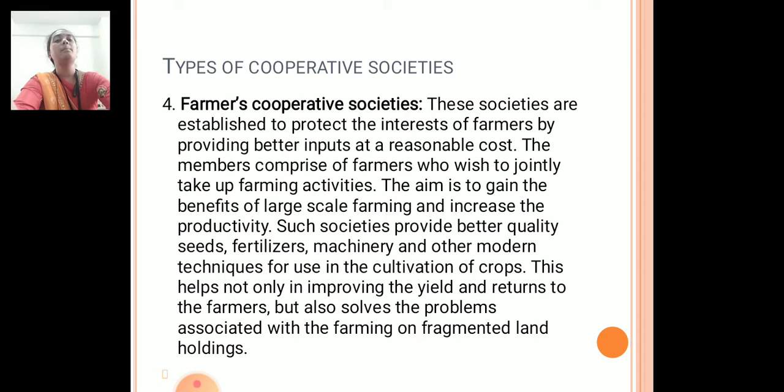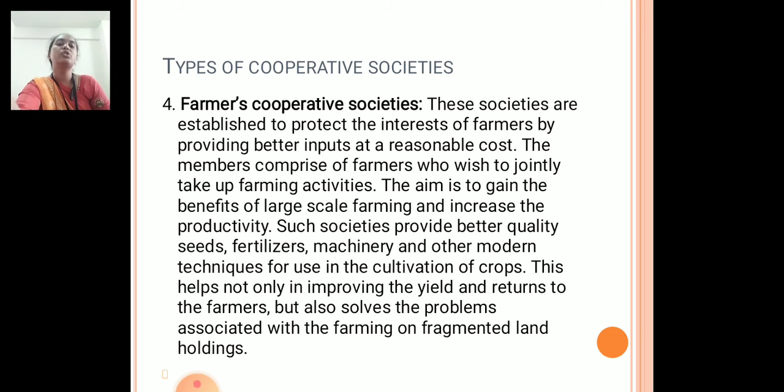Fourth is Farmers Cooperative Society. The concept of cooperative society came because of the problems that were faced by the farmers. The farmers are the ones who cultivate on the field, who cultivate the crops. So these societies, the Farmers Cooperative Societies, are established to protect the interest of the farmers by providing better inputs at a reasonable cost. The members comprise farmers who wish to jointly take up farming activities.